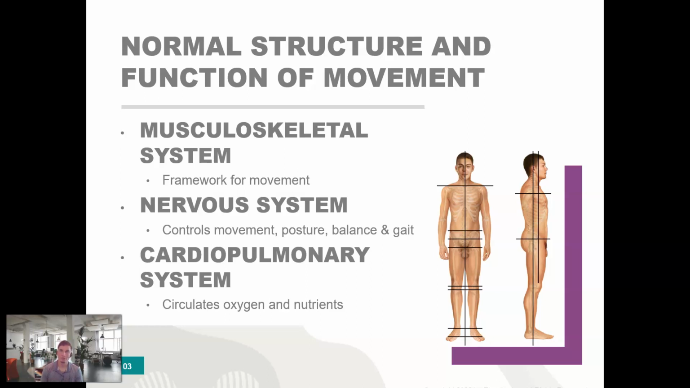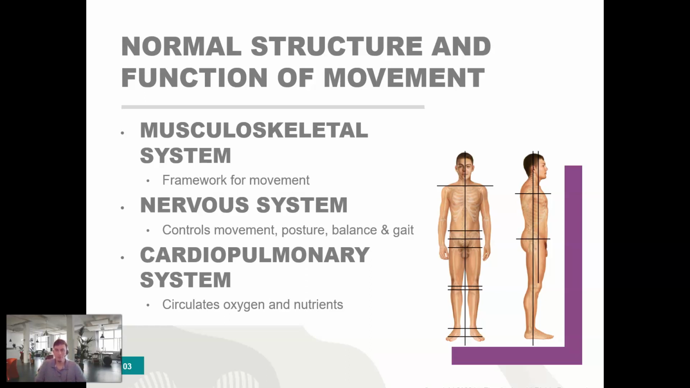Let's start at a high level overview of the normal structure and function of movement for the human body. So we can look at some umbrella terms at a higher level here and talk about the musculoskeletal system. Obviously, we would have covered a lot of this in your anatomy and physiology, but really, for the intents of this lecture, the musculoskeletal system is what's going to set up that framework of movement throughout the body.